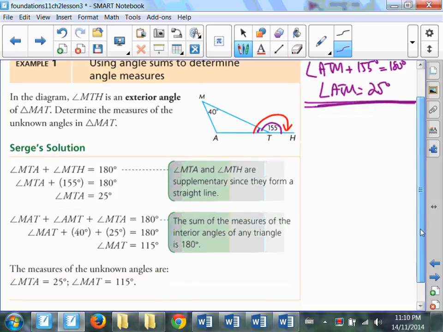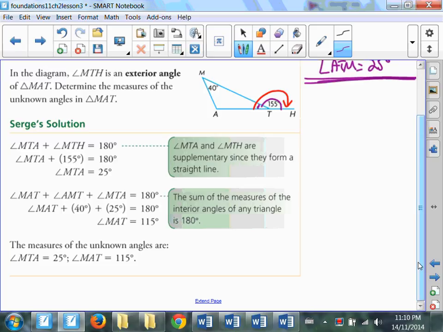And you see they get the exact same thing here. So these angles are supplementary since they form a straight line. And then we can say that all the angles in the triangle add up to 180. So we can plug in the 40 and the 25 degree angle, and we get 115 degrees for angle MAT, because we've shown that the sum of the angles in a triangle is 180 degrees. So those are the measures of the unknown angles in the triangle. Okay?